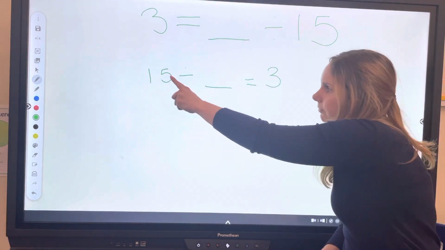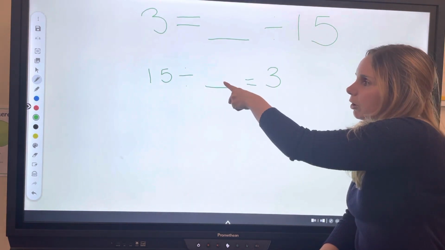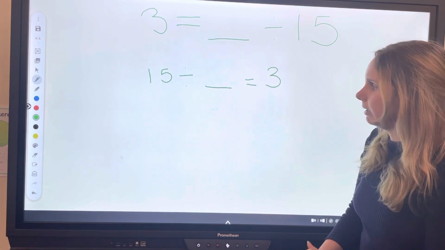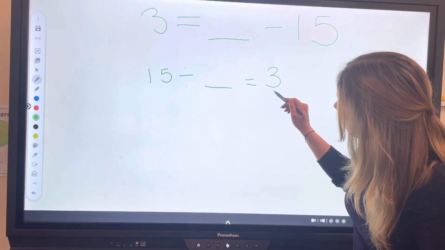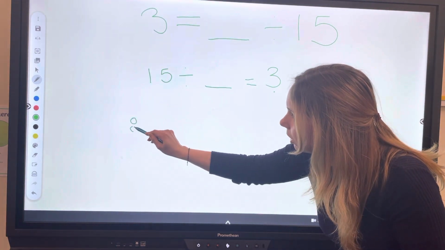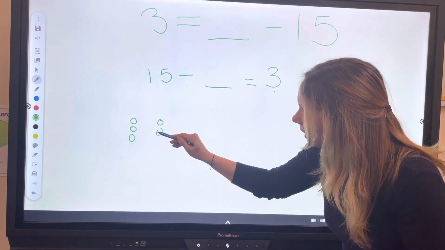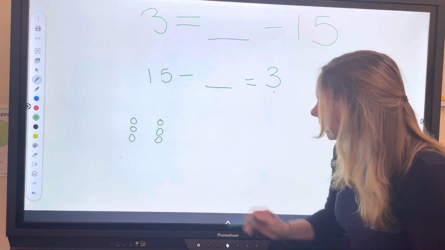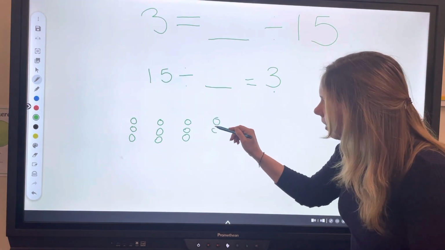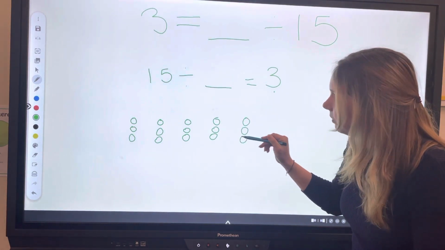So we know 15 was our starting number and it's been divided, shared into a number of groups. We don't know how many groups, but we know that there are how many in each group? 3. So I'm going to draw that. I'm going to draw 3 in each group and I know to stop at the number 15. So 1, 2, 3. Not got to 15 yet. 4, 5, 6. Still not 15. 7, 8, 9, 10, 11, 12, I'm getting close, 13, 14, 15.